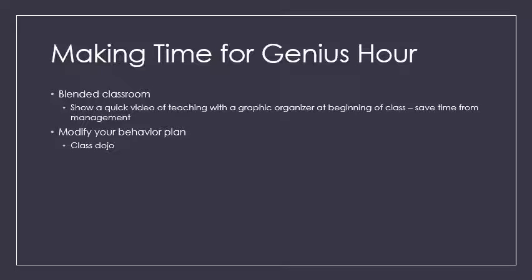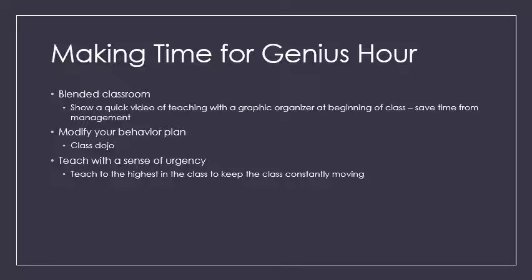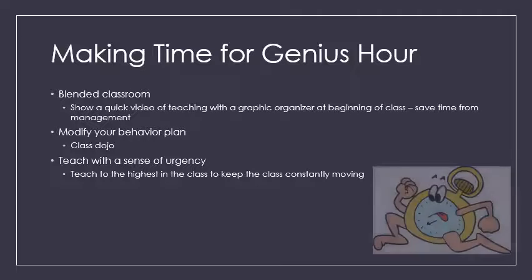Another idea is to modify your behavior plan. Whether you know it or not, you spend a lot of your time on behavior. So one idea that was given is using a Class Dojo, an online resource that allows minimal time for classroom management. Another thing that was suggested that I'm not entirely so sure I agree with is to teach with a sense of urgency, where you teach the highest in the class to keep the class constantly moving.